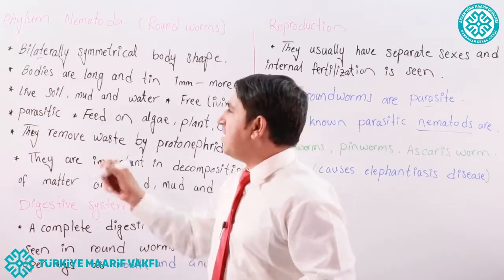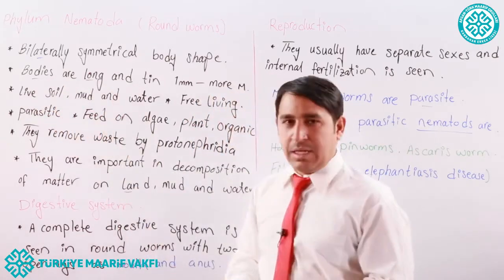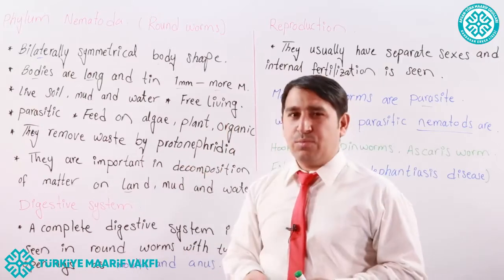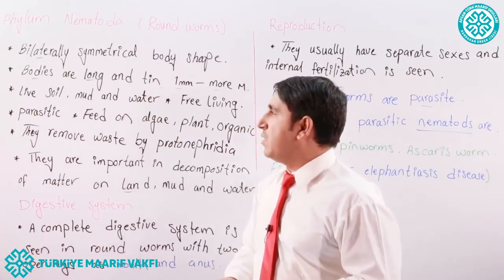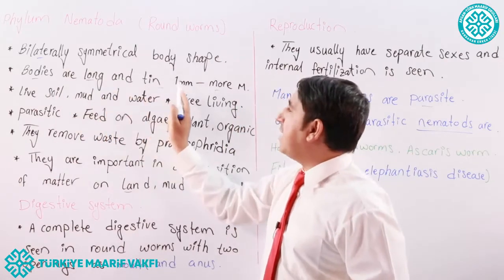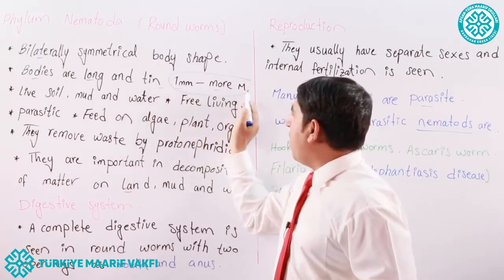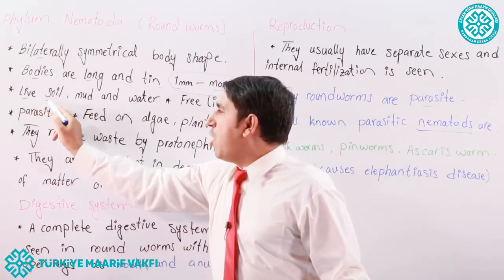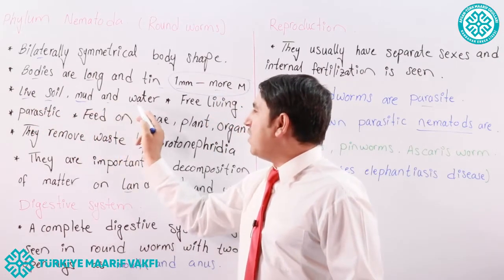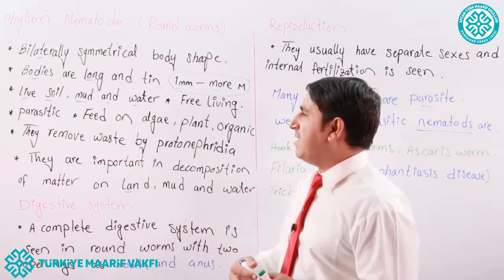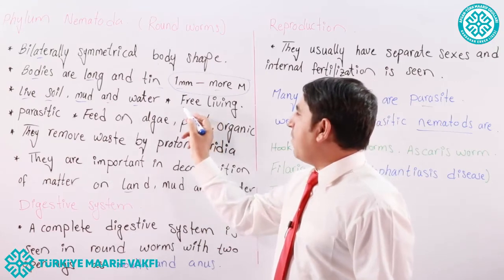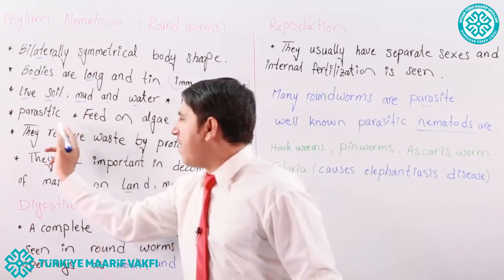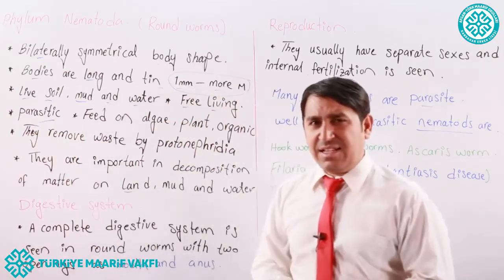Another characteristic is that their bodies are long. In shape they are long, in size from 1 millimeter to more than 1 meter, and they are thin. So we can say bodies are long and thin, and the size is from 1 millimeter to more than a meter, and they live in soil, in mud. Also they can live in the water. These are the places of their living, and some of them are free living. In the environment we can find they are free living, they are not dangerous, but some are parasitic types. They are parasites.